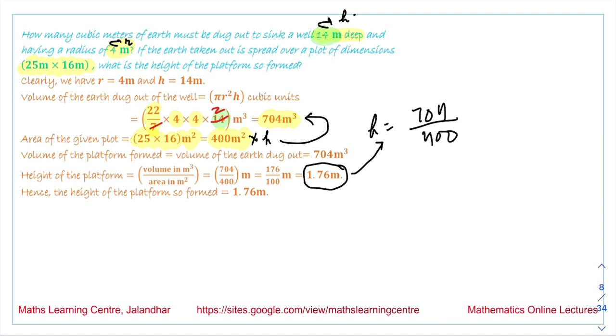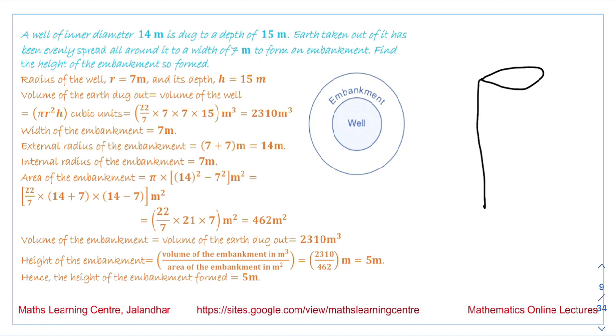So in this question, it is given that a well of inner diameter 14 meters is given to us, and it is dug 15 meter deep. It means its radius is 7 meter, and this height is given to be 15 meter, and the earth that is taken out of it has been evenly spread all around it to a width of 7 meters.